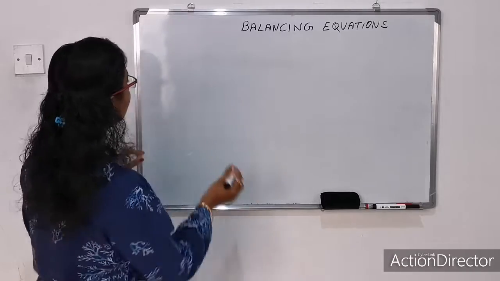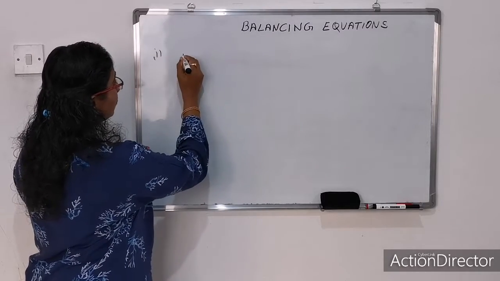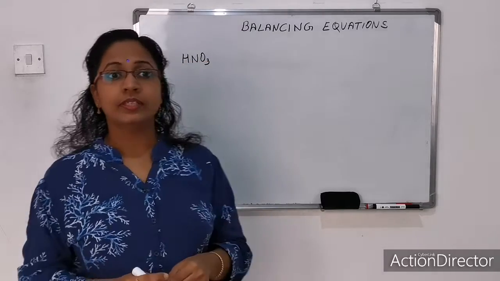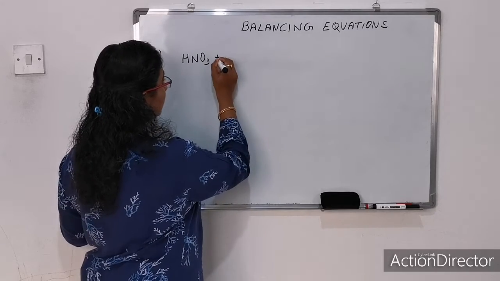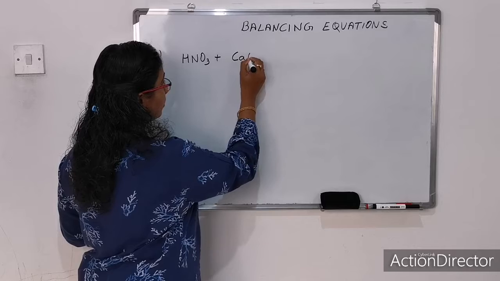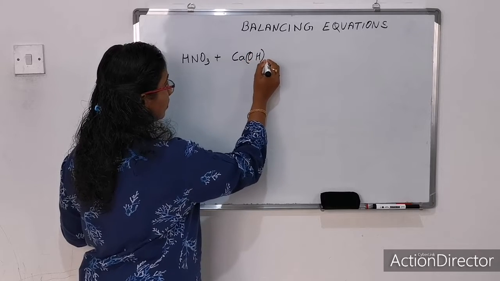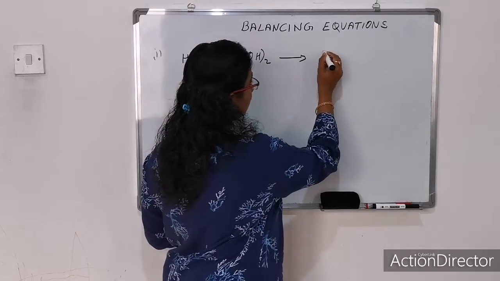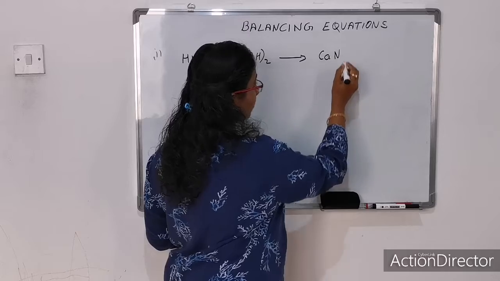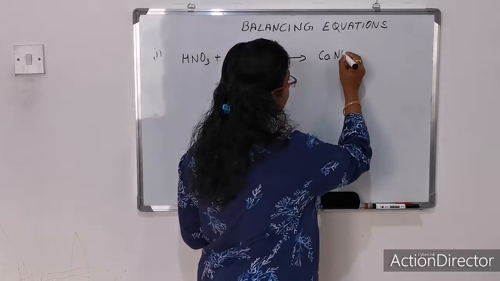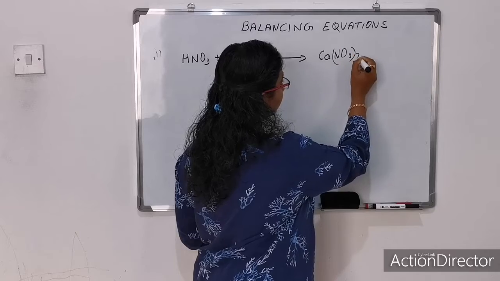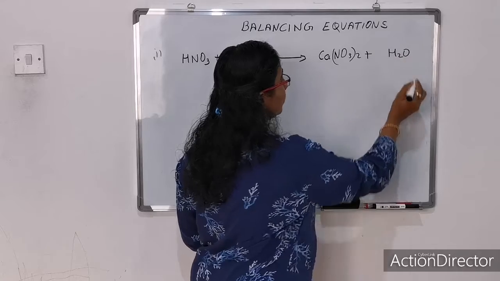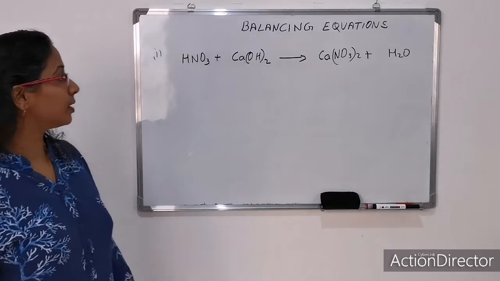The first equation which I'm going to write is HNO3 plus Ca(OH) whole twice gives Ca(NO3) whole twice plus H2.